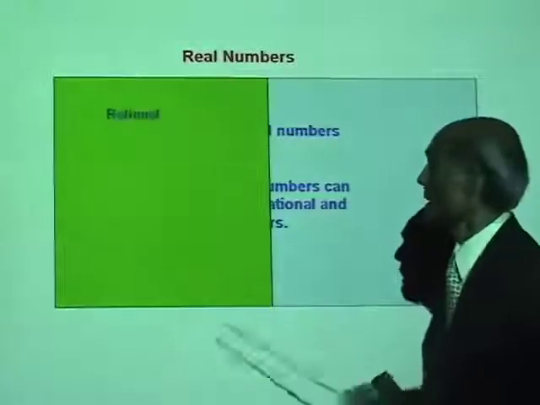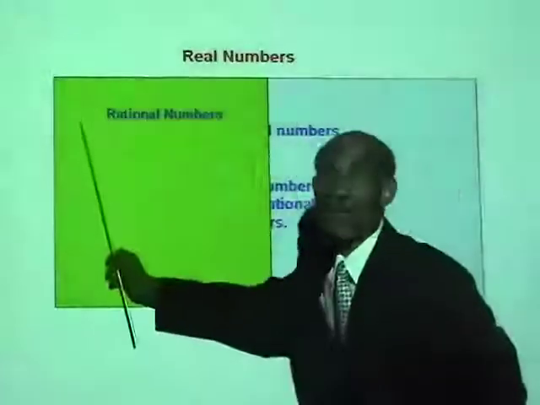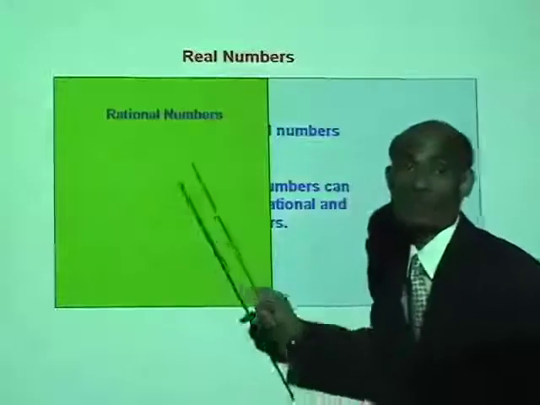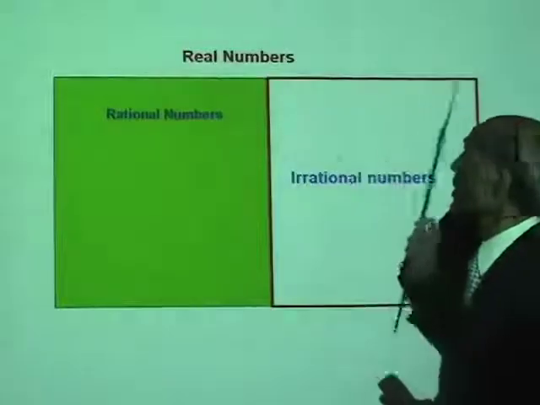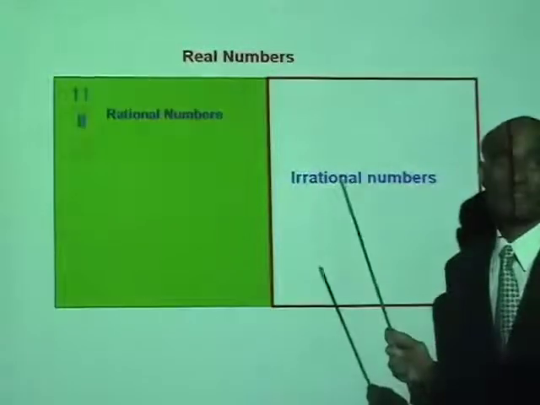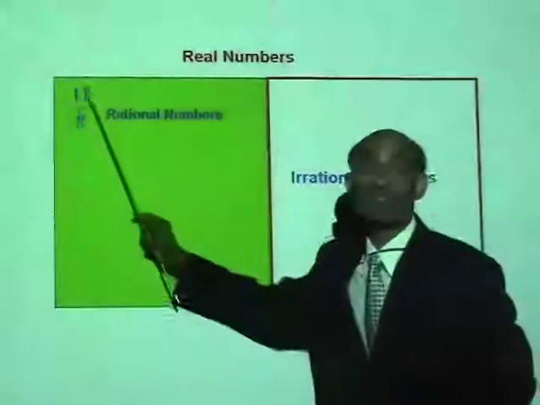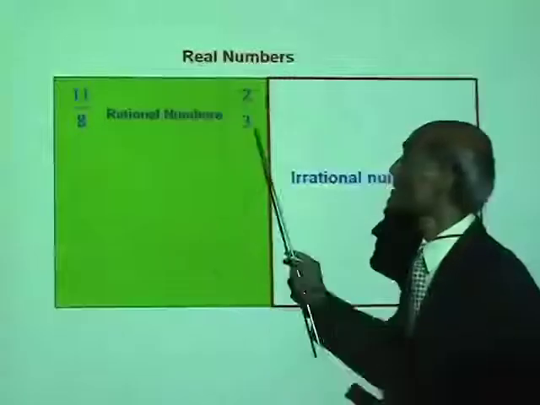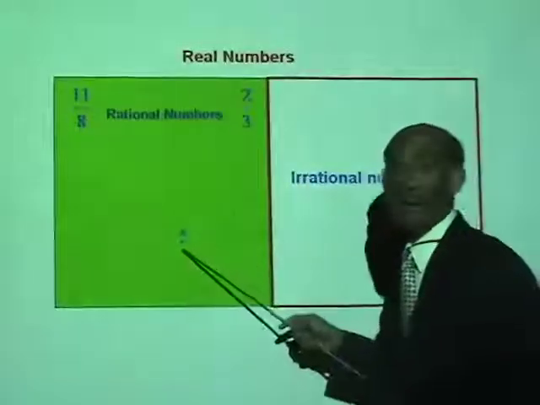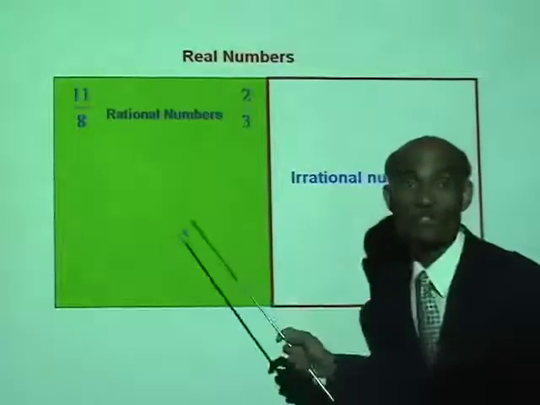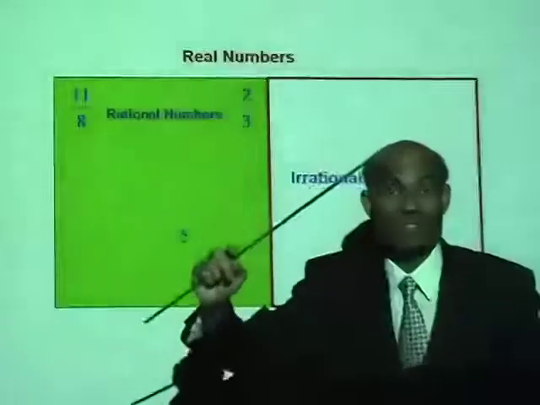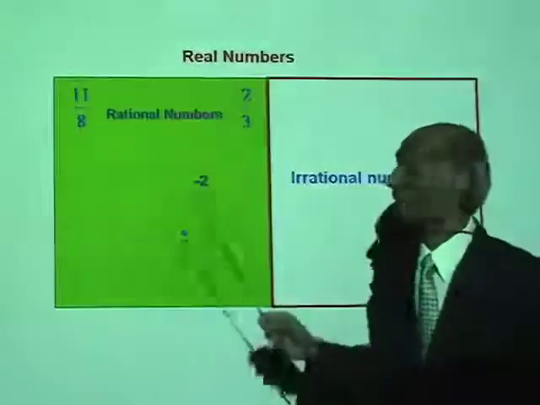Look at this. I'm going to put rational numbers on the left, and irrational numbers on the right side. Give me some examples of rational numbers. Look at some examples of rational numbers. 11 over 8. 2/3. 5. Is 5 a rational number? Yes, it is, because it can be written as 5 over 1.